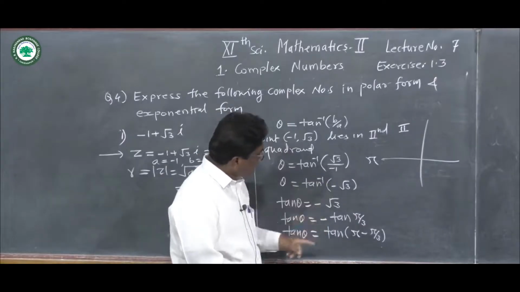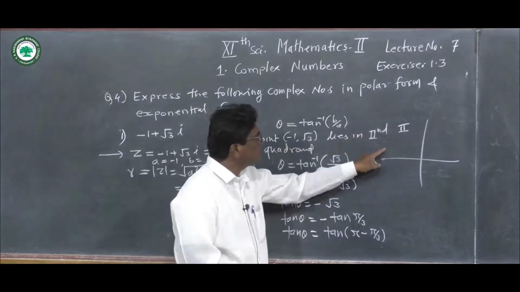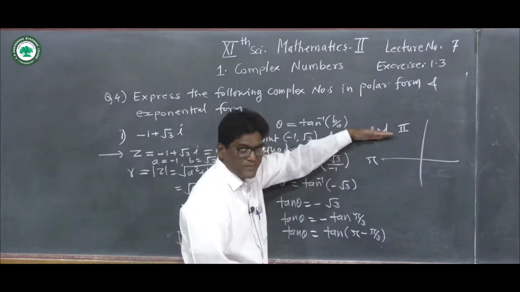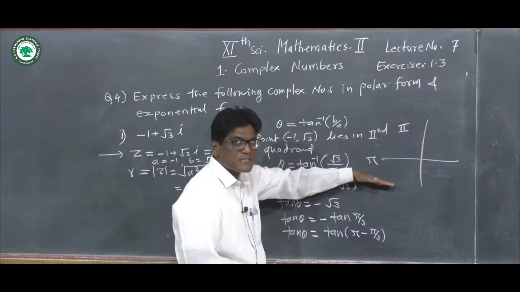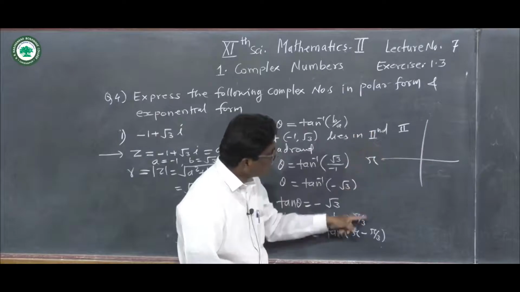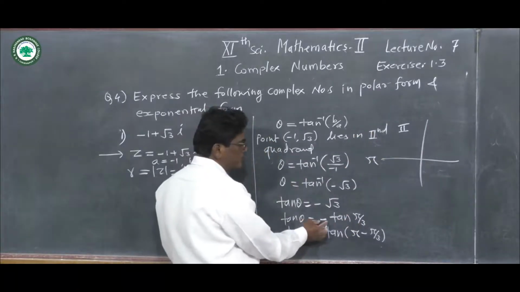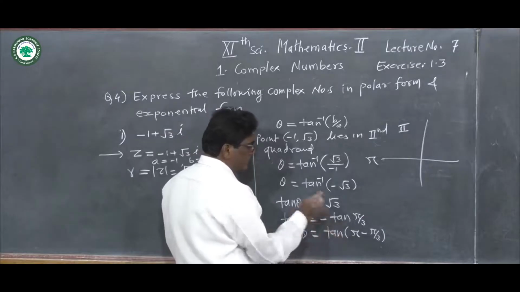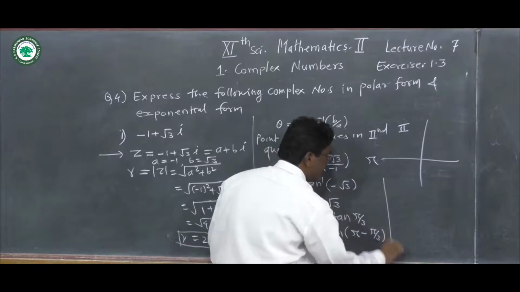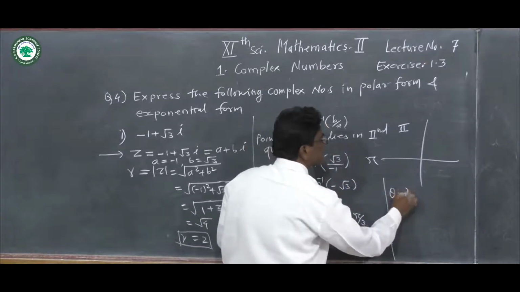But here, to remove this minus sign, considering this point lies in the second quadrant, and in the second quadrant it is pi minus, in the third quadrant pi plus. Okay, so pi minus which angle? This pi by 3. And now here this negative sign is absorbed in this formula, so tan and tan get cancelled. So theta is equal to, we get here, theta is equal to pi minus pi by 3.